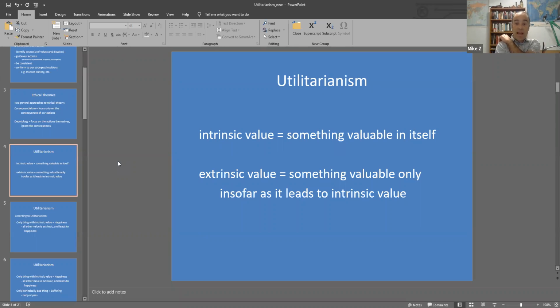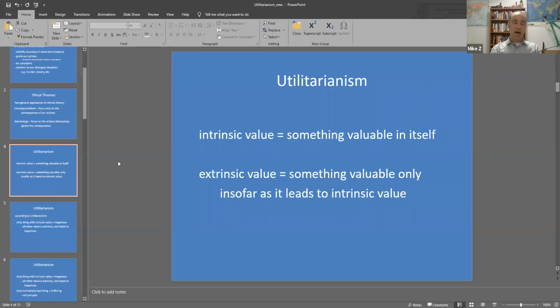On the other hand, we have extrinsic value. Something that has extrinsic value is valuable only insofar as it can lead to or promote or maximize intrinsic value. If there's no intrinsic value, the goal that's in the future, then the thing we've got now has no value whatsoever. That's maybe a little confusing to say in the general and the abstract like that.